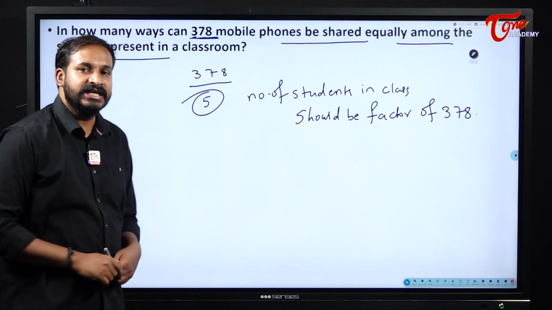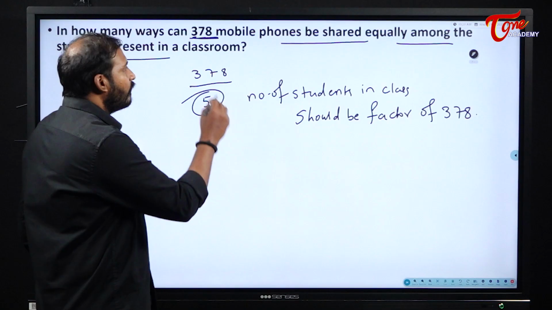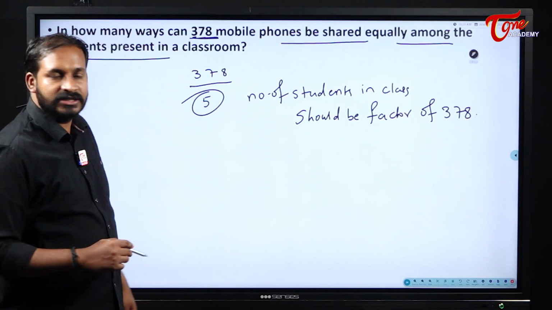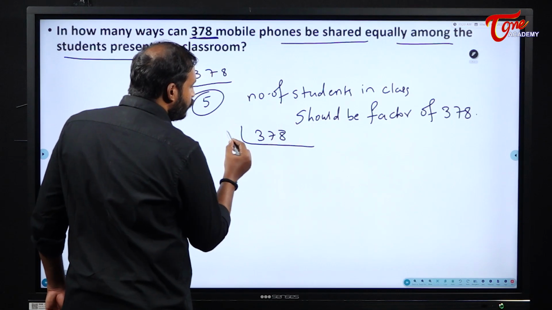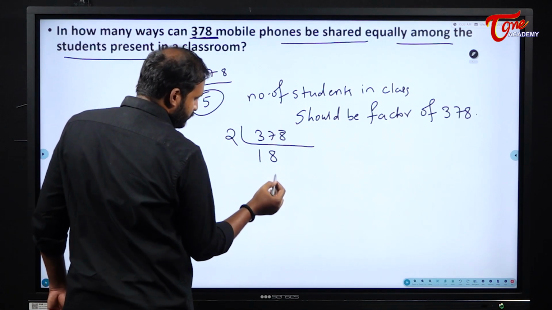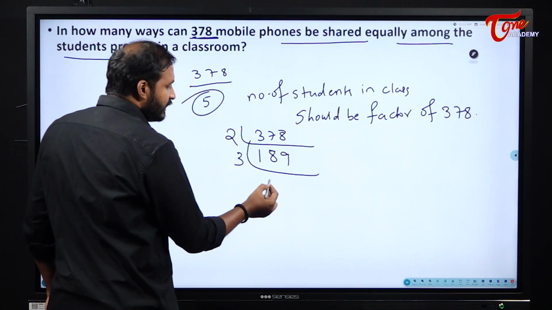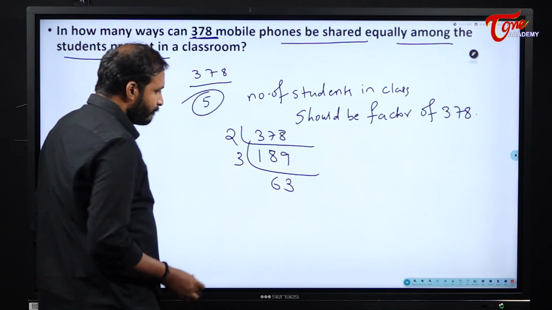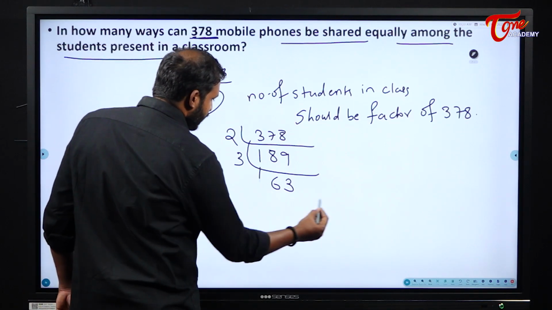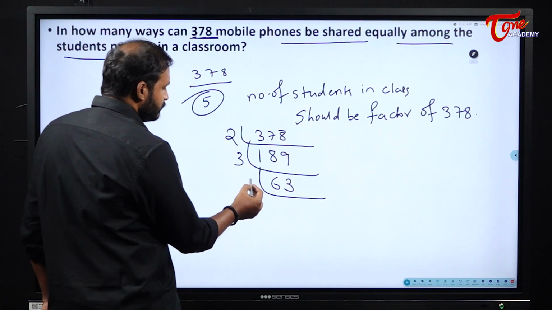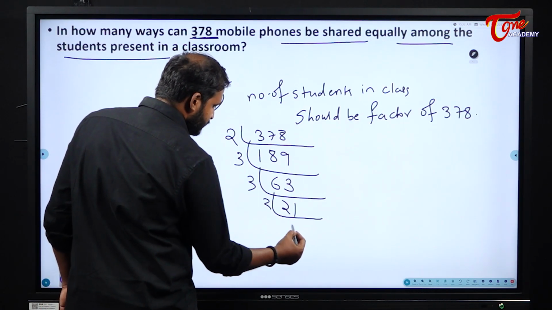Okay, this question is indirectly to find the number of factors for 378. So how will you find the number of factors for 378? Please see here. 378, 2, 189. Next in the 3 table, what will I get here? 63. Am I correct? Yes. 2, 3 and 63. That is fine. Next, what will I get here? 3 21s. Next 3 7s.